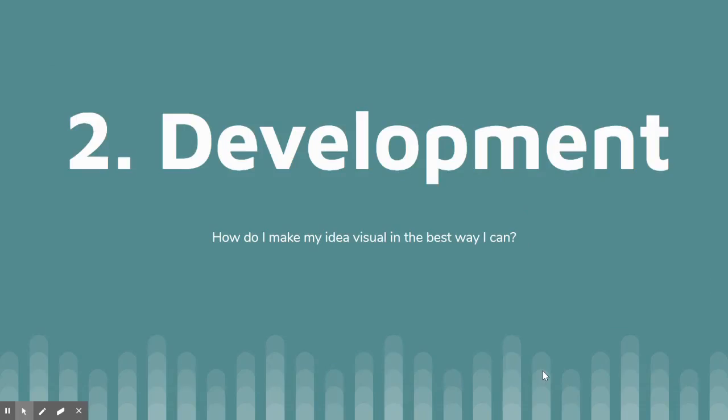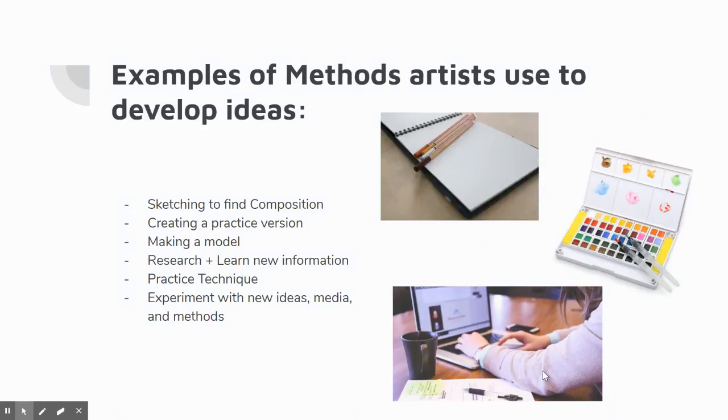This means, how do I make my idea visual in the best way that I can? When we think about development, there are a couple methods that artists can use to develop ideas. Well, more than a couple. Most of my lists here today are not final. But the examples that I have are sketching to find composition. So we can use our sketchbooks to find different compositions or viewpoints of things that we like to draw.